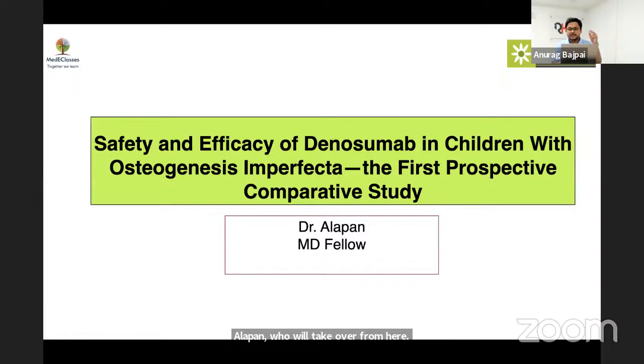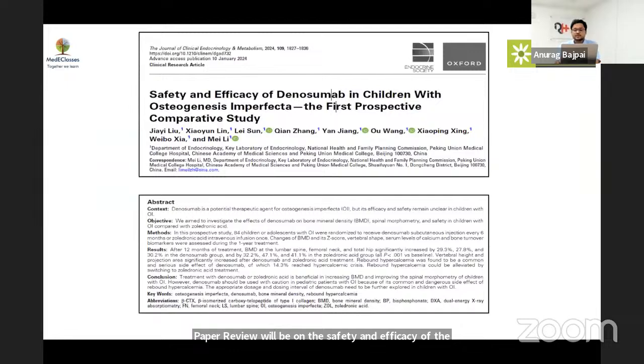Good afternoon, everyone. Thank you, sir. My first paper review will be on the safety and efficacy of denosumab in children with osteogenesis imperfecta. This paper was published in JCEM in 2024. The study was done in China, and it was probably the first prospective comparative study using zoledronic acid as well as denosumab, with a comparative assessment between them.